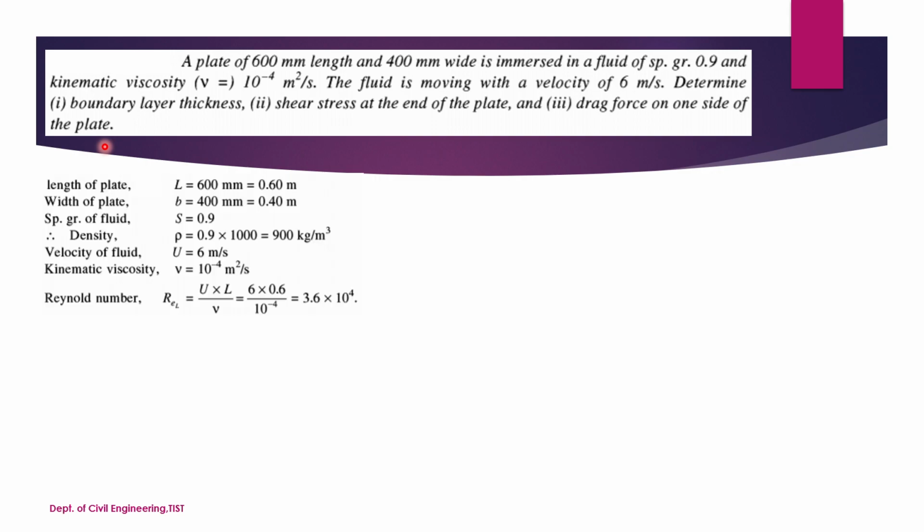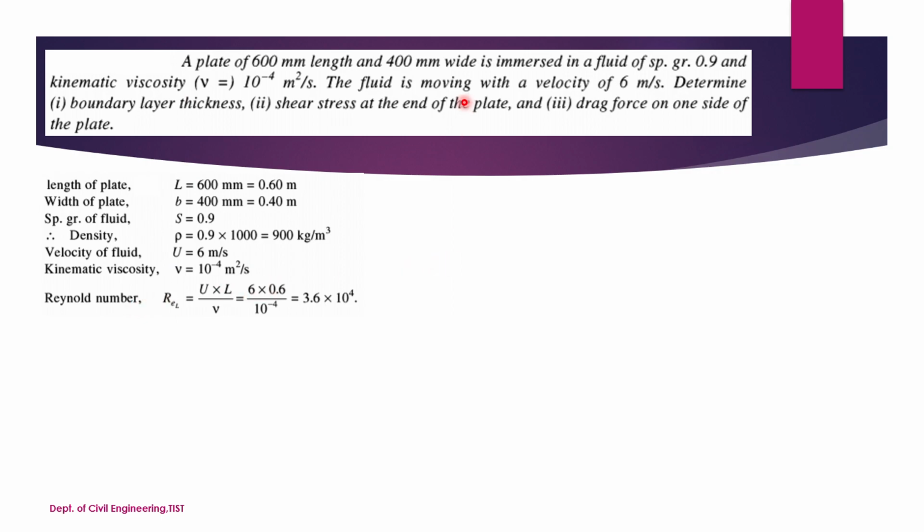So we'll write down the given data. Length of the plate L is equal to 600 mm. Width of the plate B is equal to 400 mm. Specific gravity of the fluid S is equal to 0.9. Density can be found out by multiplying specific gravity with 1000. So 0.9 into 1000, that is 900 kg per meter cube. The velocity of the fluid is given as 6 meter per second. Kinematic viscosity nu is given.